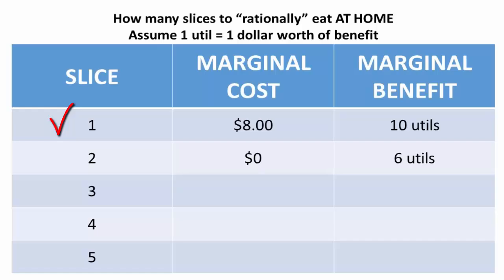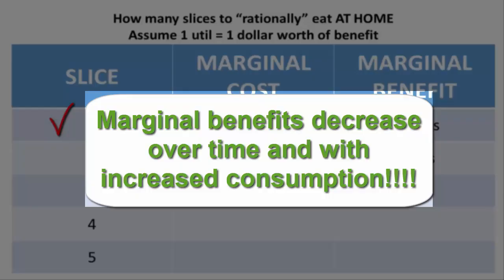$0. What is the marginal benefit? Well, this can vary from person to person, but here is one thing we know for sure. It will be less than 10 utils. How do I know? Because marginal benefit declines over time and with increased consumption.